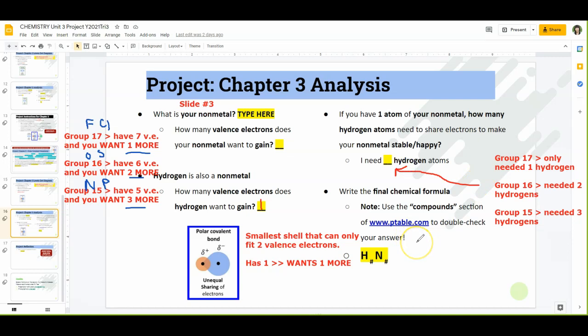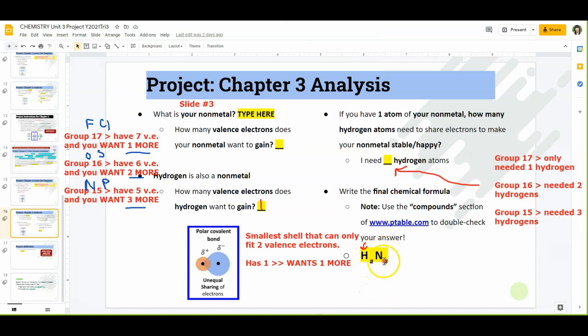And finally, you just need to write the chemical formula. So leave this as hydrogen, H, and just draw out the number here. If you were in group 17, this should be a 1, or a blank. You don't have to draw a 1; you can just leave it blank. If you were in group 16, this should be 2 hydrogens, so put a 2 here. If you were in group 15, then you needed 3, so put a 3 here.